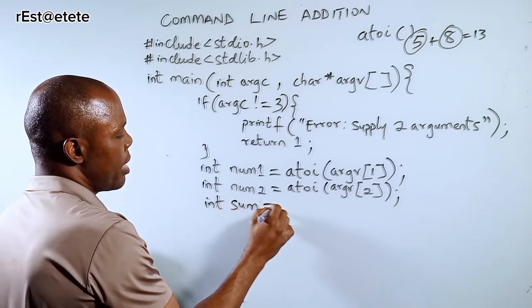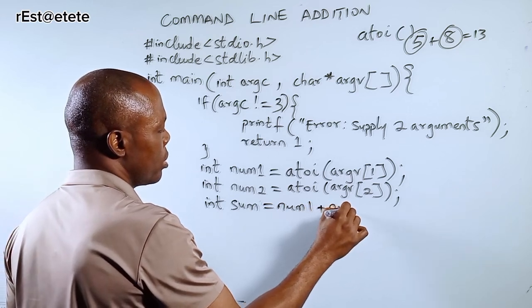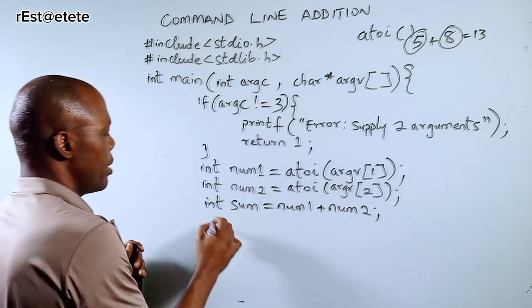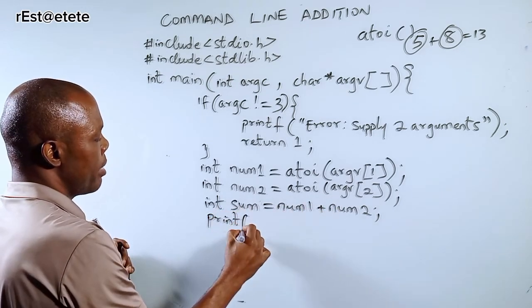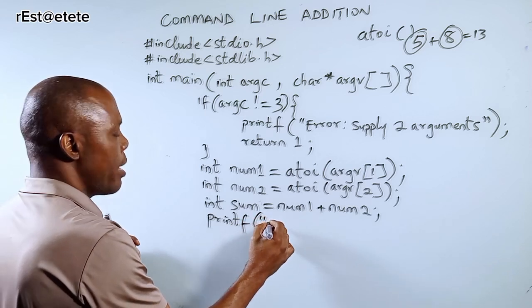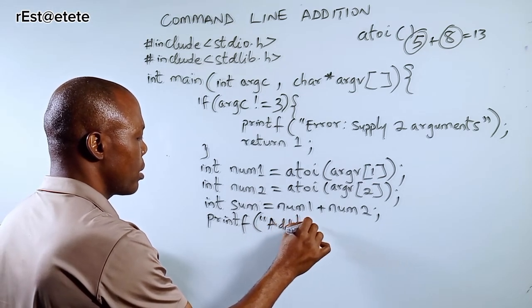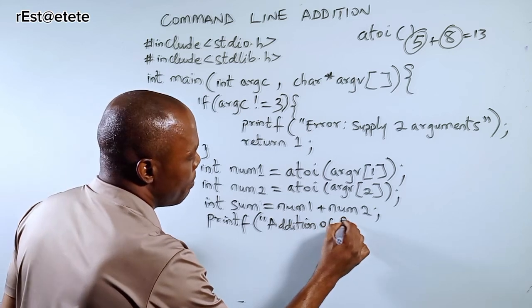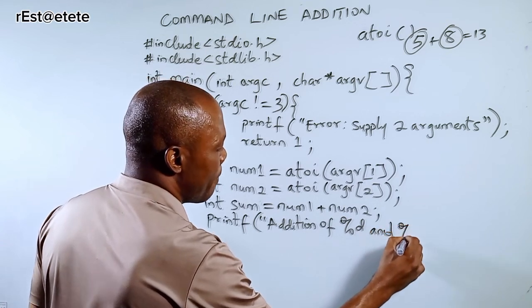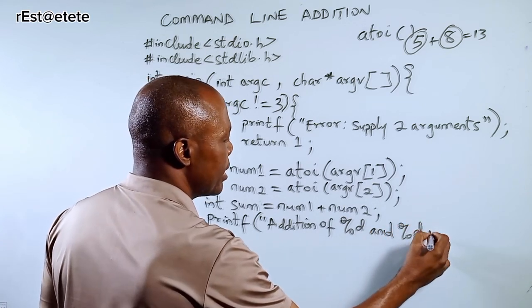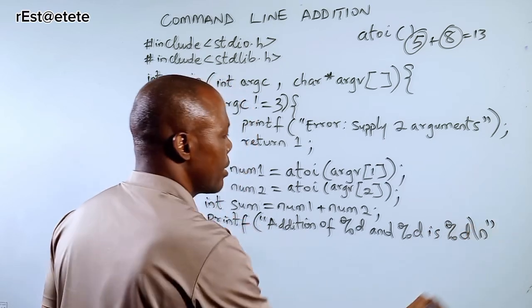I will name it sum, and I will say num1 plus num2. Then I will say printf. I will print it out on the screen. So I'll perform my addition here. printf, "Addition of %d and %d is %d\n", comma.